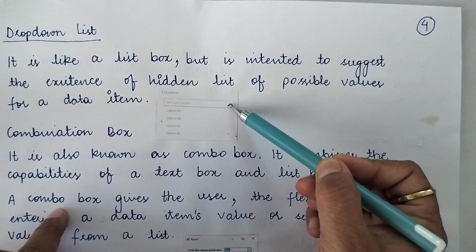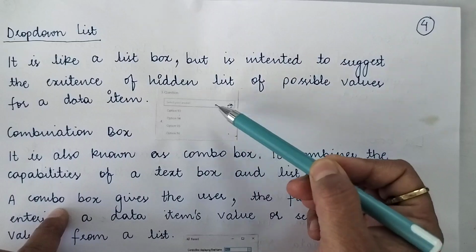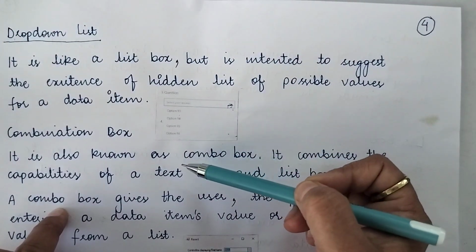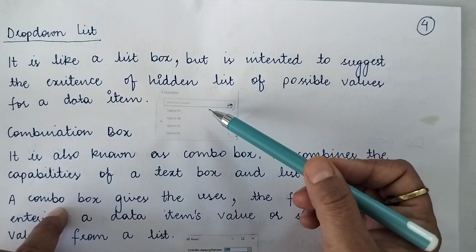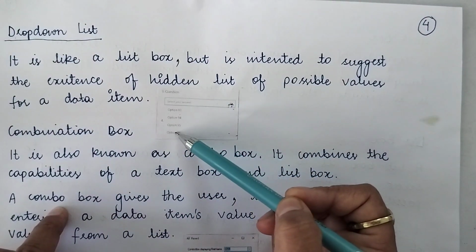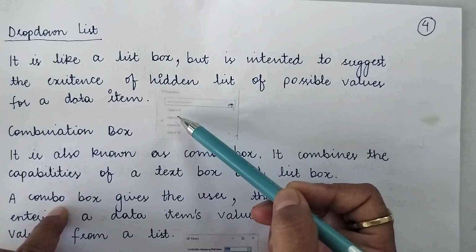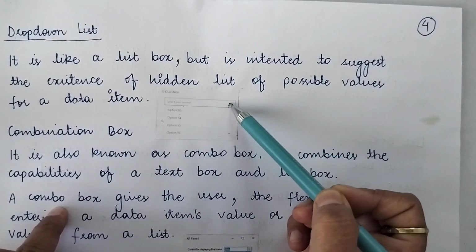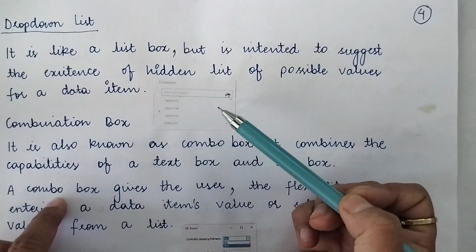You just have one arrow which you click, and then the list drops down, and you can see the list of all available options, hence the name drop down box. So all the data items, like here you can see these are sample data items, can be seen once the drop down list drops down when you select this particular arrow.